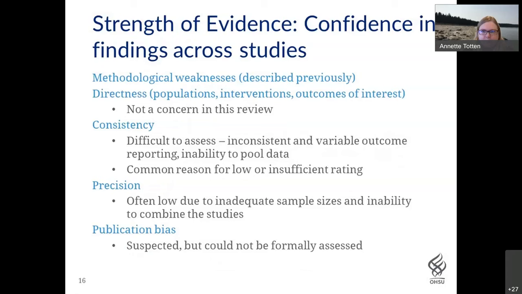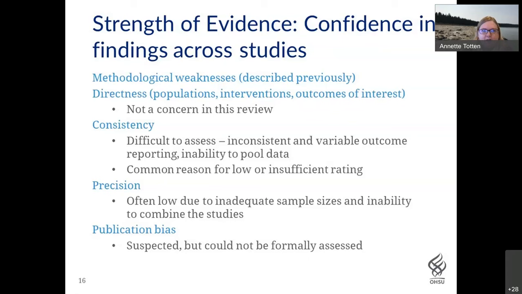Once we go from an individual study to a group of studies, we talk about the strength of evidence. And so that's sort of the quality of the body of evidence. And we make an assessment about that based on methodological weaknesses that we've been talking about. So are the 10 studies on remote ICUs, what's the risk of bias overall? What do we think about their designs? But we also look at consistency of results. If you have 10 studies and they all have a similar result, you're more confident than if they have conflicting results.